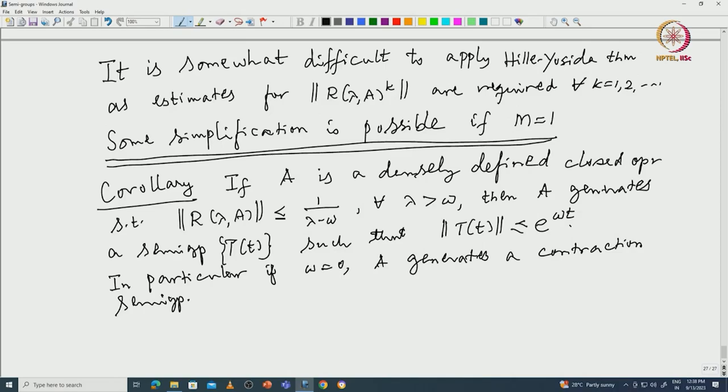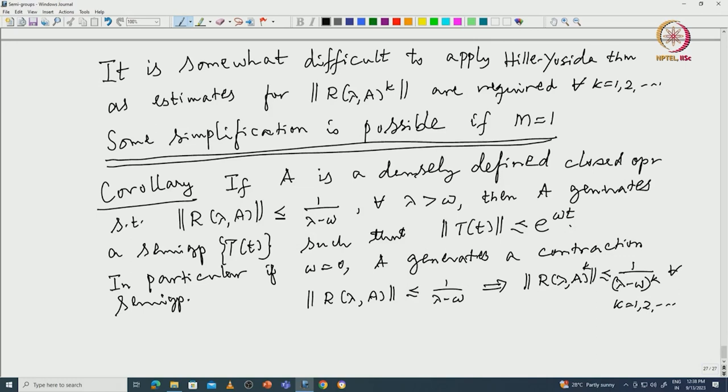So, of course, we are going to apply the Hille-Yosida theorem to prove this corollary. It is a one line proof. So, the norm of R(lambda, A) less than or equal to 1 by lambda minus omega implies, so here we are saved, we can take any power: 1 by (lambda minus omega) to the power k for all k equal to 1, 2, and so on. Okay. So, the conditions of the Hille-Yosida theorem are satisfied with m equal to 1 and this omega. Okay. So, when we take omega equal to 0, then we get a contraction semi group.